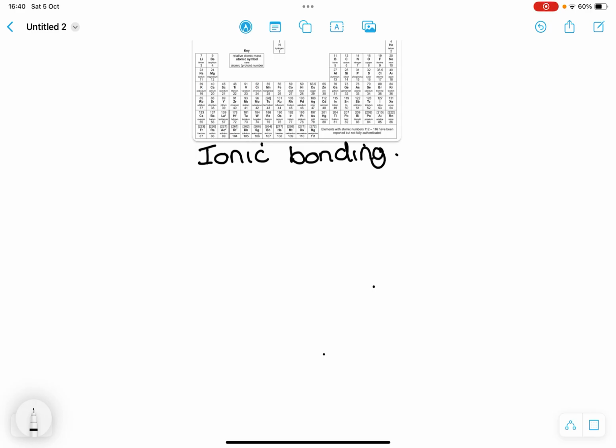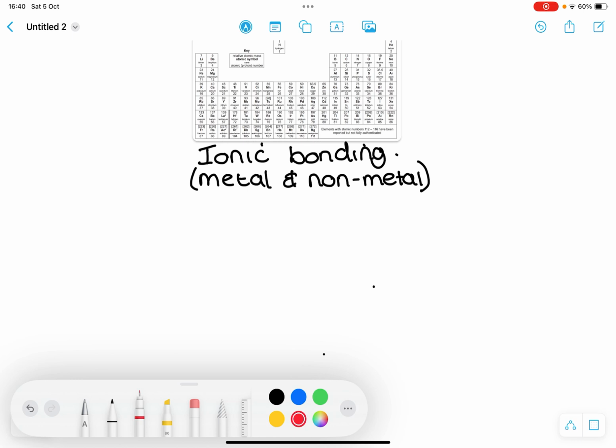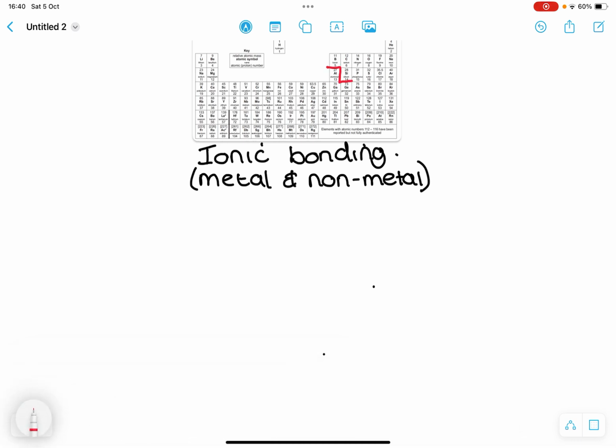When we're talking about ionic bonding, we're talking about when a metal reacts with a non-metal. So when a metal and a non-metal bond together, okay? I'm going to just show you where they are on the periodic table. So we've got our metals underneath and to the left of the staircase. So we've got our metals on this side. And we've got our non-metals on this side.